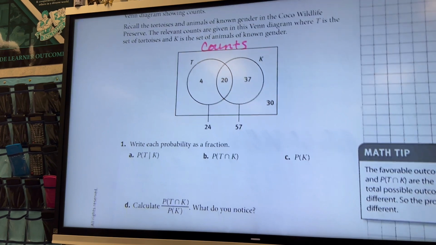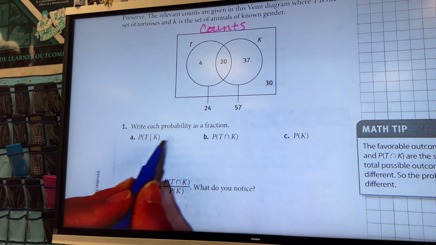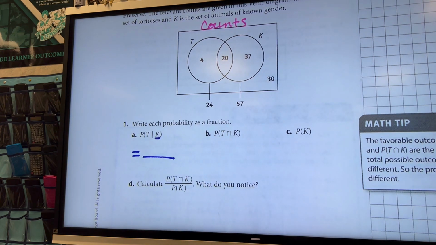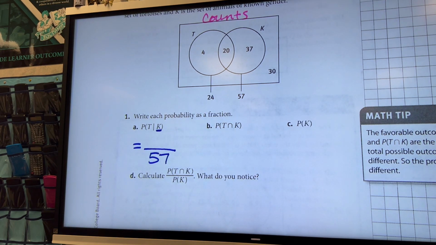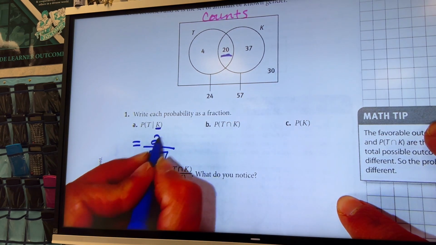Number one says to write each probability as a fraction. First, we need to find the probability of T given K. Remember, the given information is the K. K is the known gender. So the count of known gender is how many? 57. And then the numerator has to be the probability of T and K. So T and K is what number? 20. The and is the overlap. So it's 20 out of 57.